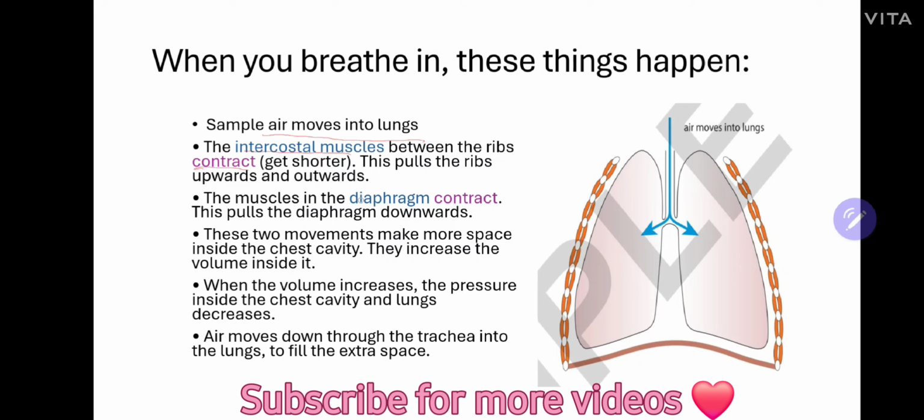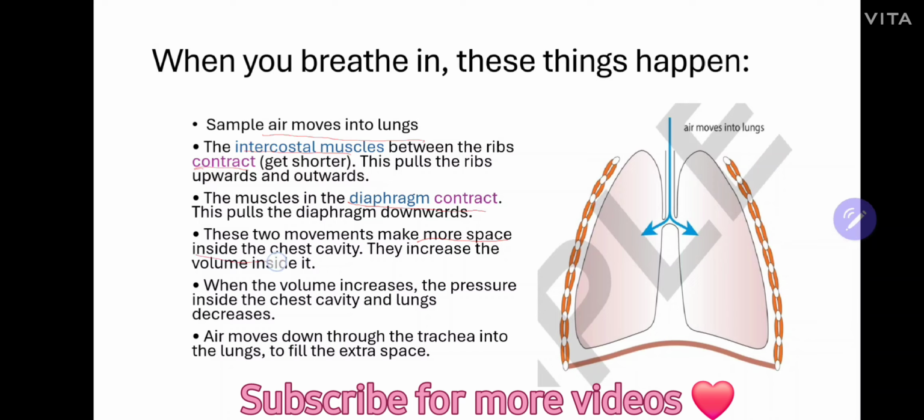Along with that, the diaphragm also contracts. So during the process of inspiration, we can see the contraction of both the muscles, that is, the intercostal muscles inside the rib cage, and also the diaphragm. These two movements make more space inside the chest cavity, and this more space will increase the volume inside the chest cavity.